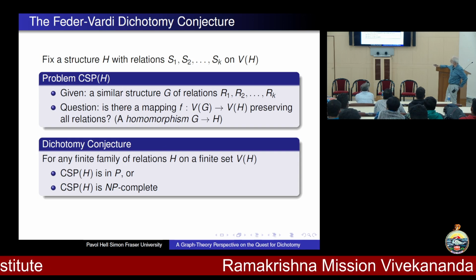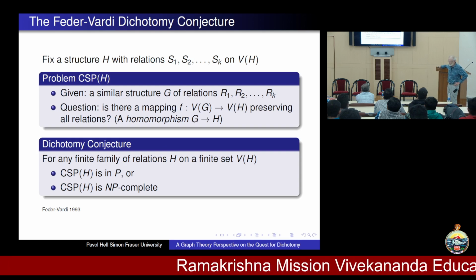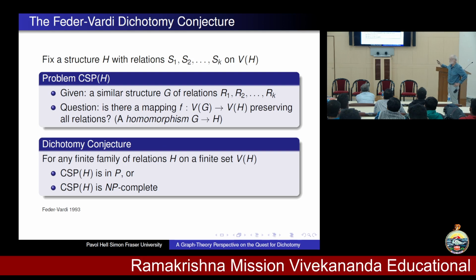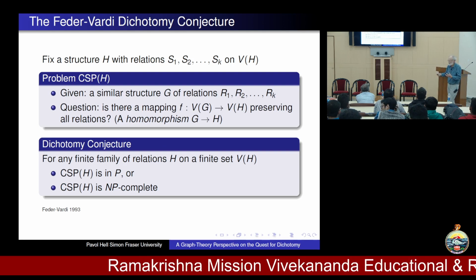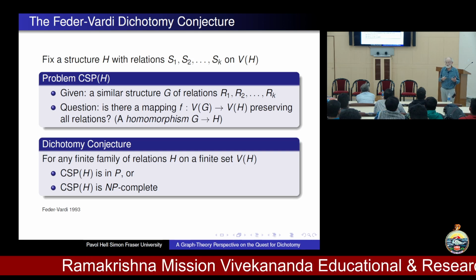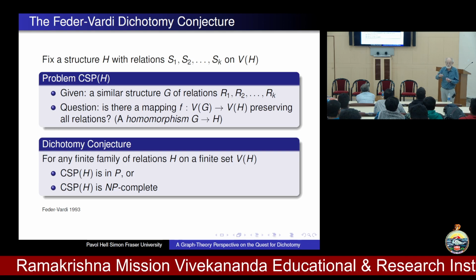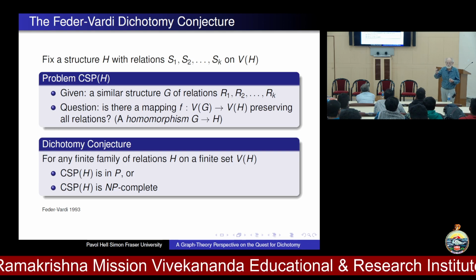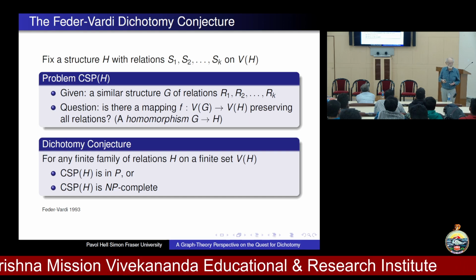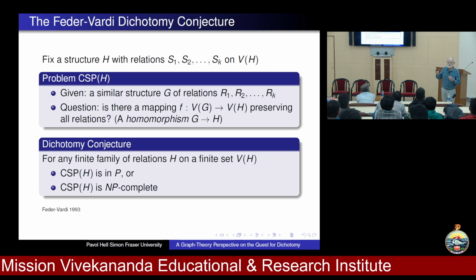That became known as the Feder-Vardy dichotomy conjecture and became a driving force of much subsequent work on trying to prove this, because it directly contrasts and complements the theorem of Ladner that I mentioned earlier, which says if P is not equal to NP, then there must be problems of intermediate complexity. And this says in the world of CSPs, this doesn't happen. There are no intermediate difficulty problems for the constraint satisfaction world.